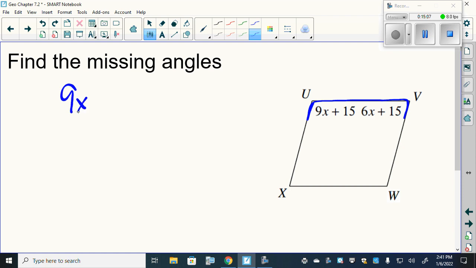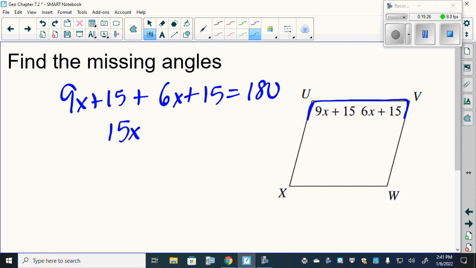So we can say that 9x plus 15 plus 6x plus 15 is equal to 180. Now we can combine our like terms. 9x plus 6x is 15x, and 15 plus 15 is 30. So 15x plus 30 is equal to 180.